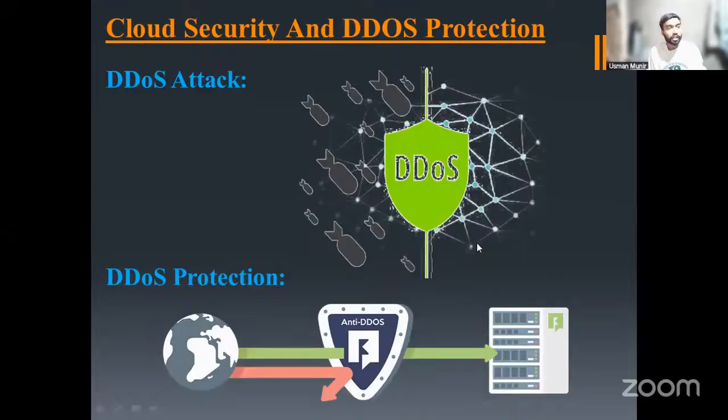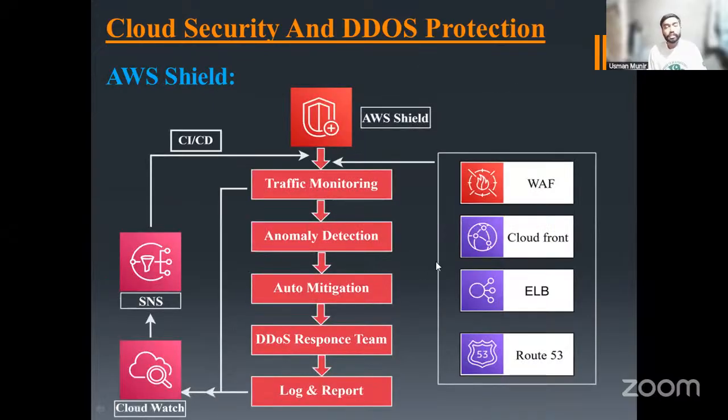I say next is cloud security. In cloud security, for DDoS protection, we will use AWS Shield. It's a service of Amazon Cloud for cloud DDoS protection against malicious activity. In AWS Shield, the web application firewall, CloudFront, Elastic Load Balancer, and Route 53 are used to distribute or mitigate the DDoS attack traffic. Then AWS Shield helps in traffic monitoring, anomaly detection, auto mitigation, and DDoS response team.